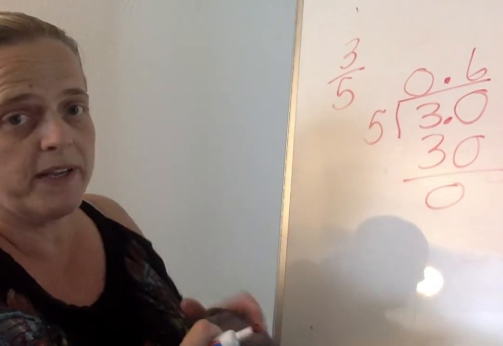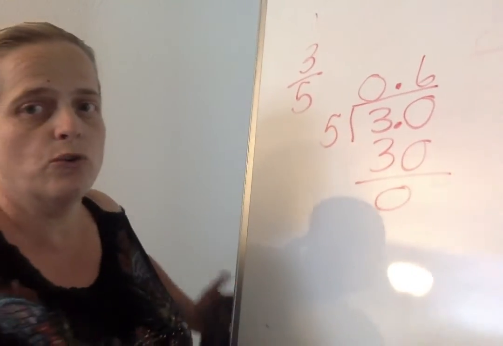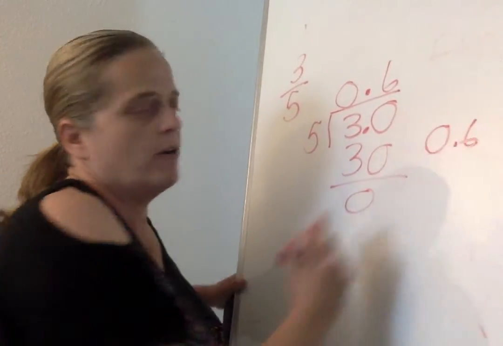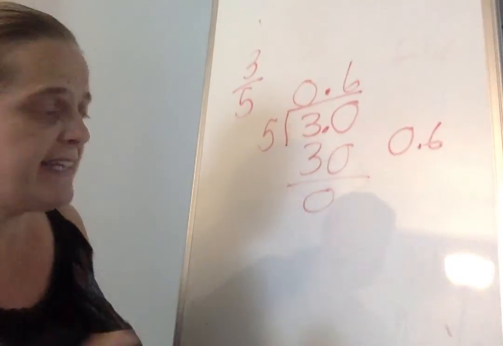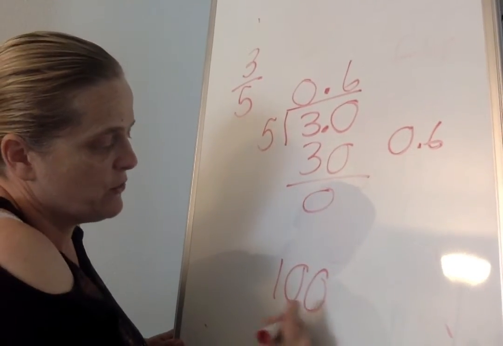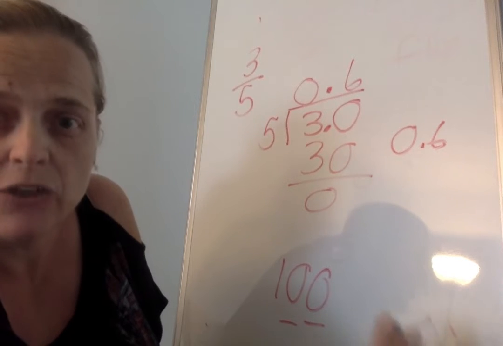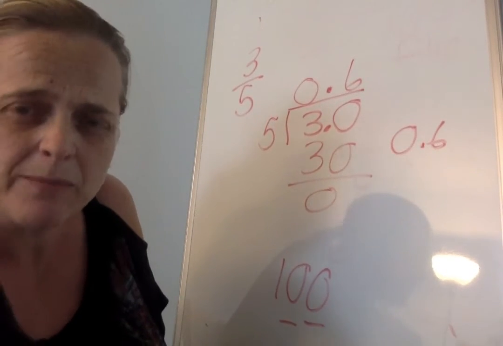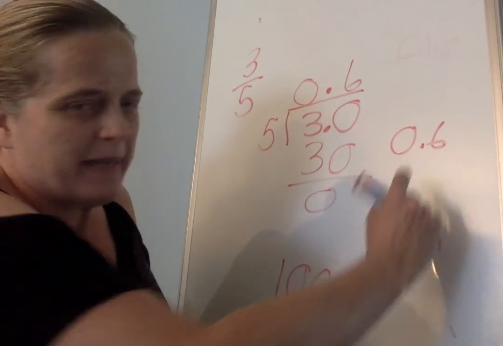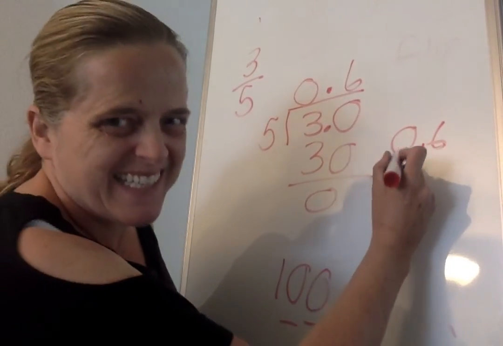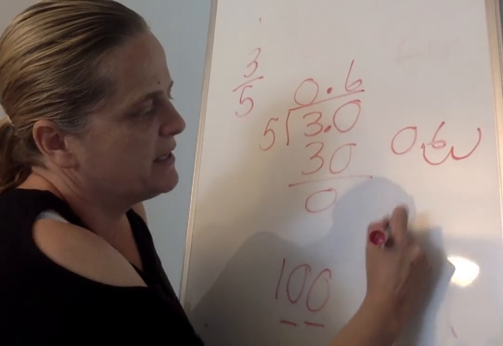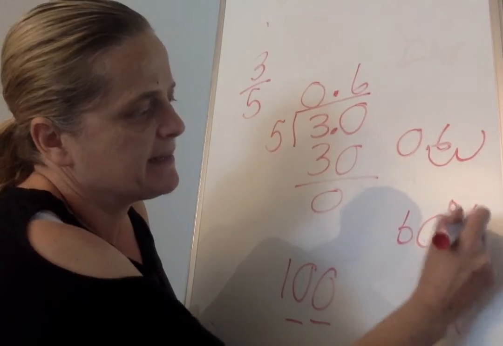Now take 0.6 and change it to a percentage. Now, how many zeros are in a percent? 100. There are 2 zeros in that percentage. Move the decimal 2 places. You're making that number bigger. Or think money. You don't have 6 pence in your pocket. You have 60 cents in your pocket. Move the decimal. You have 60%.